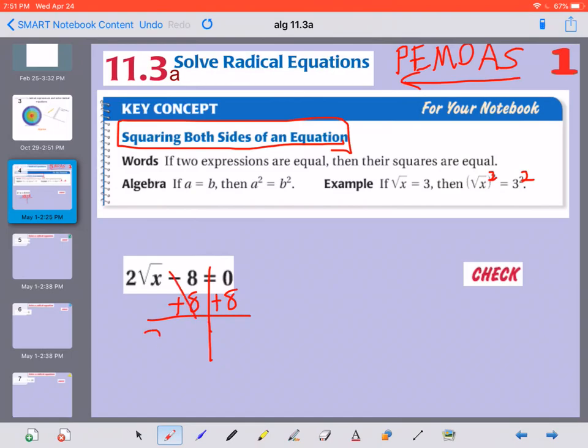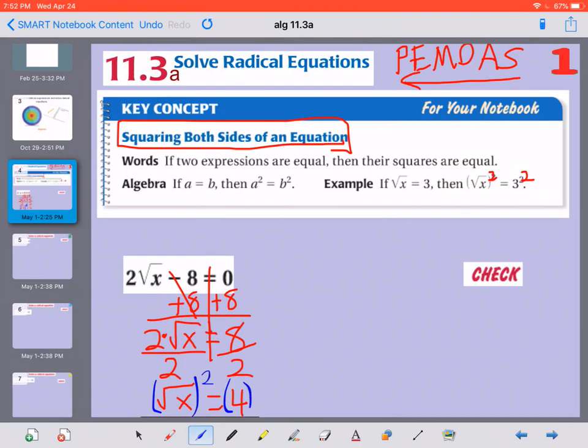If I get rid of those, I get 2 times the square root of x equals 0 plus 8, which is 8. Now what's happening with the 2 and the square root of x is they are being multiplied together. So I'm going to divide to get the square root of x by itself. So now I get the square root of x equals 8 divided by 2, which is 4. Now, how we get rid of the square root is we square both sides of our equation. The square root and the square cancel, so we're just left with x. 4 squared is 16, so we're saying that x equals 16.